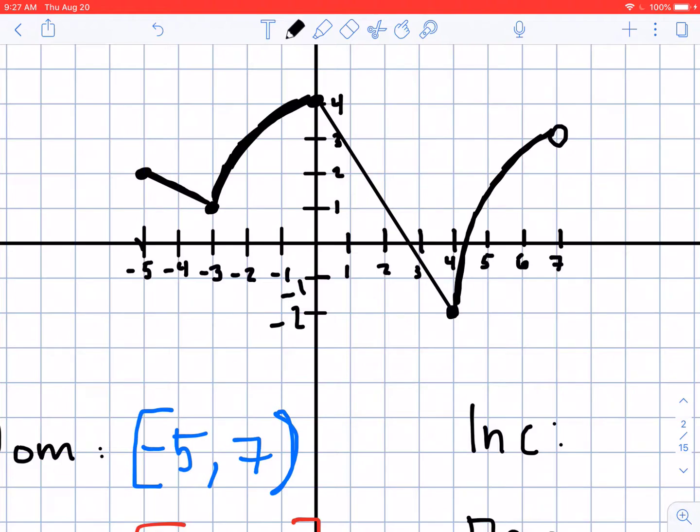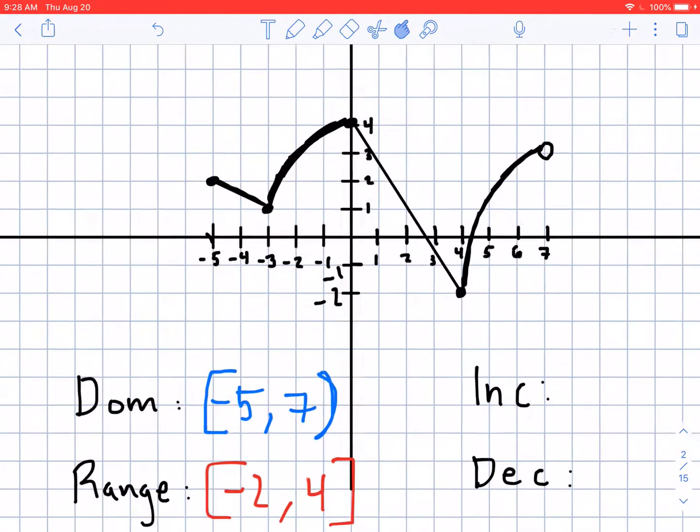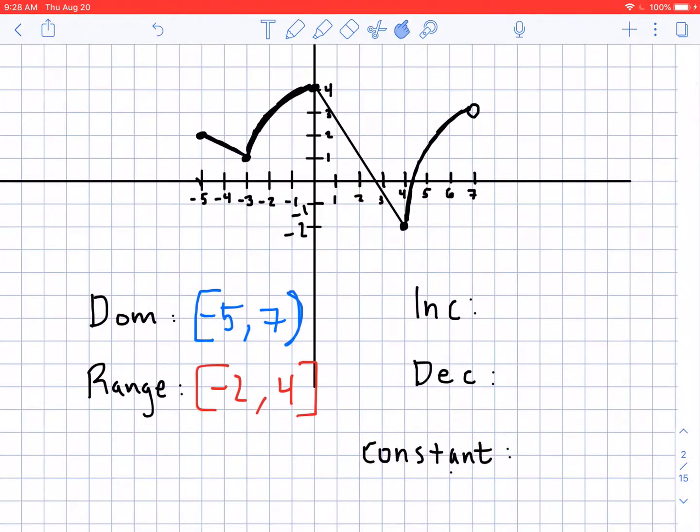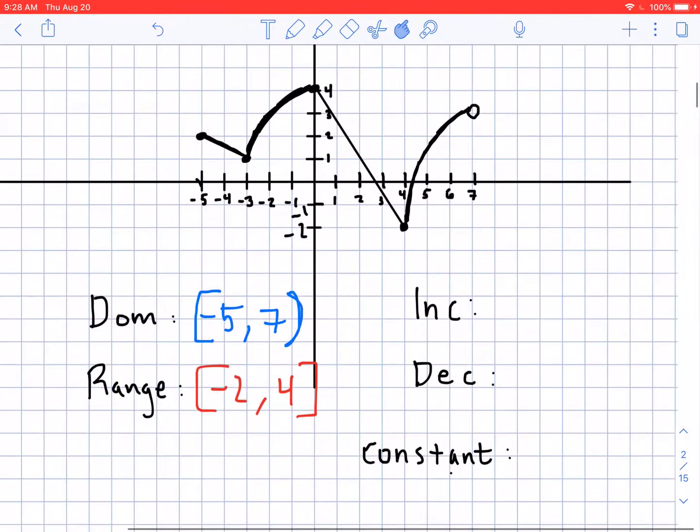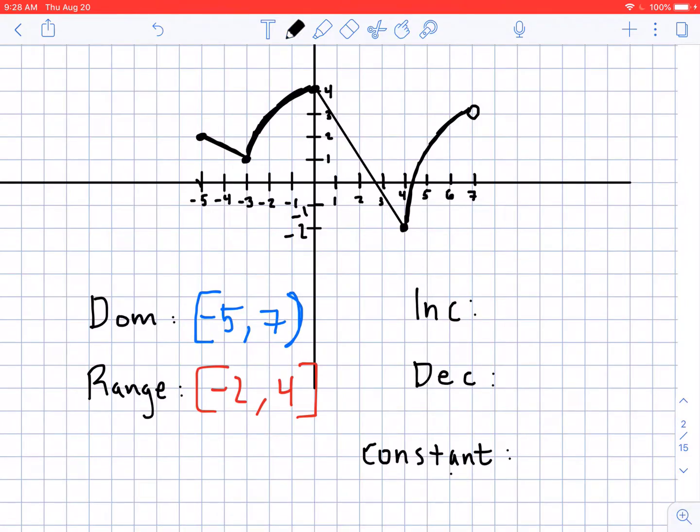It's also pretty easy to see where it's decreasing. It's clearly falling left to right over this section and falling left to right over this section. So these two sections are decreasing. We're at least able to identify where they are, but now the question is how do we write out those values? The last thing I'm going to say is notice there is no constant interval in this graph. There's no space where it's perfectly flat. It's either rising or it's falling.